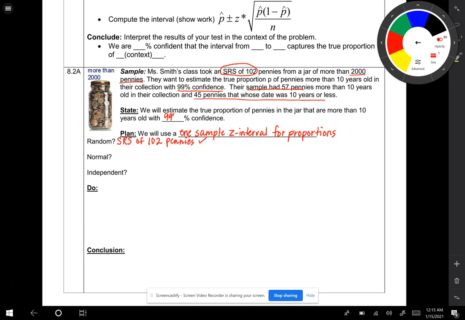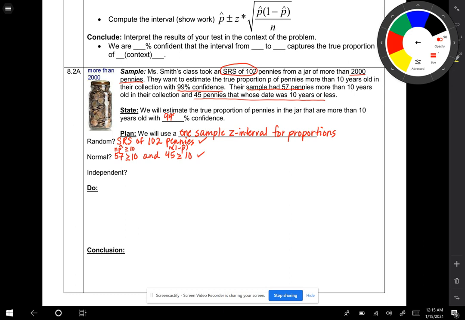Now let's do the normal condition. And notice you don't know what P is, but you do know that quantities are given. So 57 pennies, that is your successes that are 10 years old. So 57 is greater than or equal to 10. So that is N times P hat. And you don't have to write that formula. And then the other one is 45 is also greater than or equal to 10. So the normal condition is met.